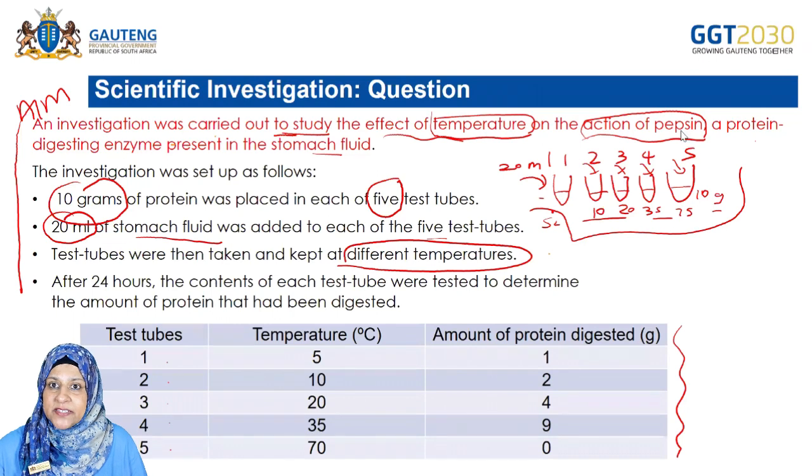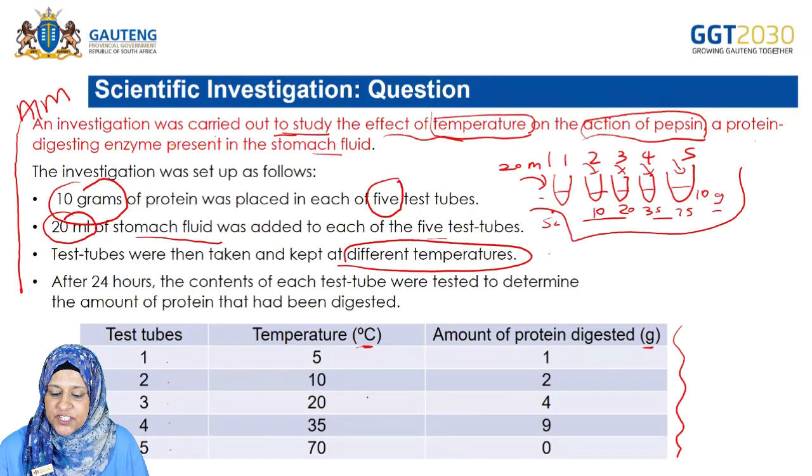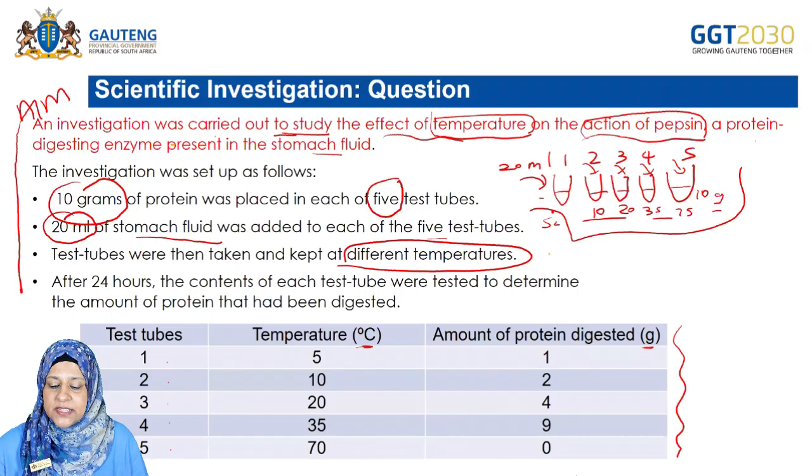Right, so let's unpack the data. At 5 degrees, the amount of protein digested was 1 gram. Remember that in a table, you have a unit. So I'm not writing 5 degrees Celsius, 10 degrees Celsius. This degree Celsius means it applies to all the numbers here. Grams applies to all the numbers here. So 1 gram was digested. At 10 degrees Celsius, 2 grams was digested. At 20 degrees, 4 grams. At 35 degrees, 9 grams.